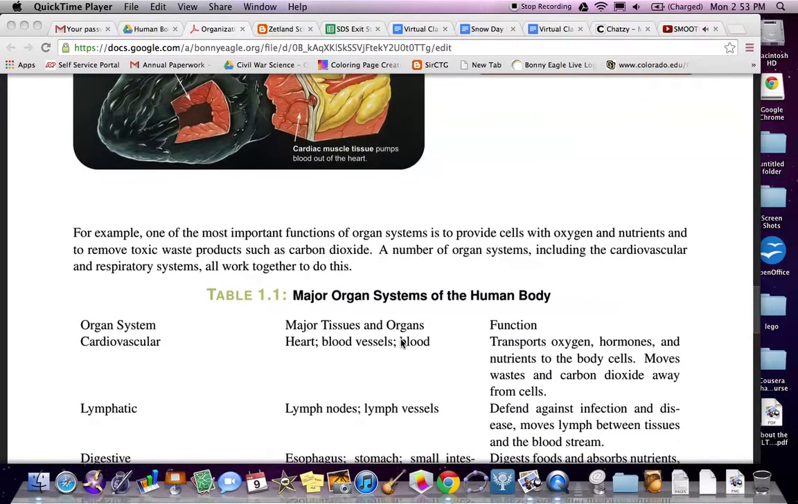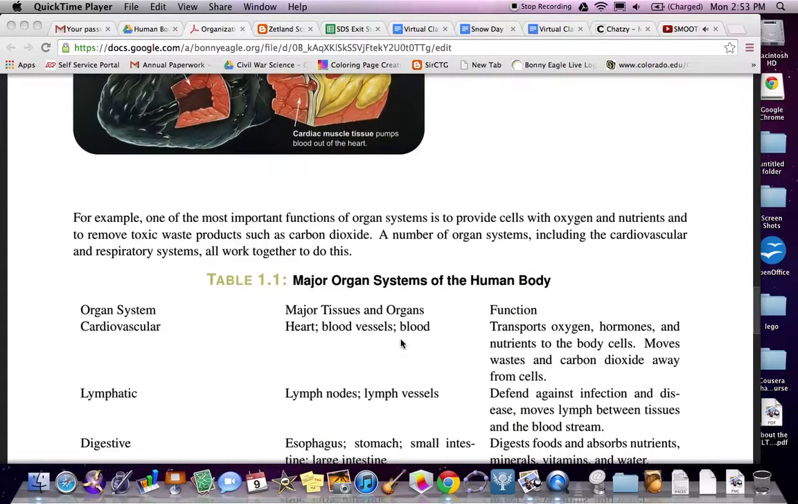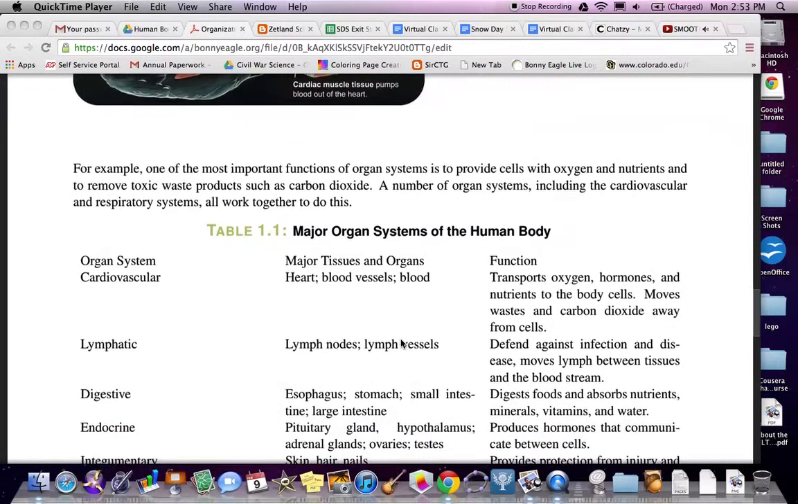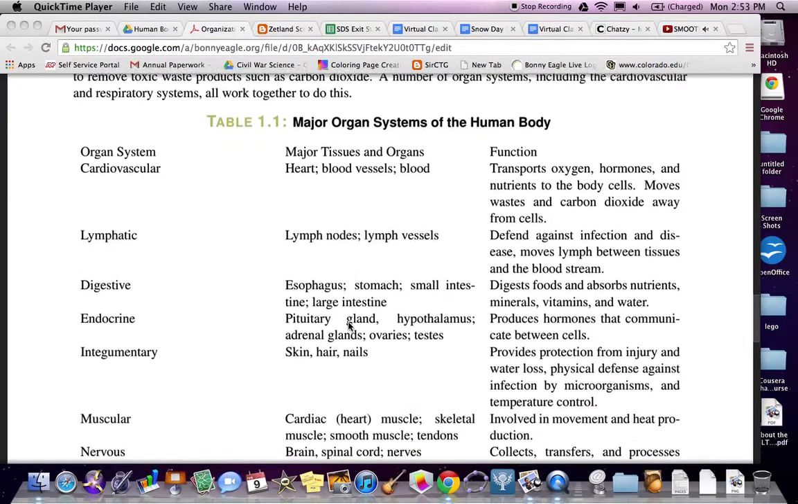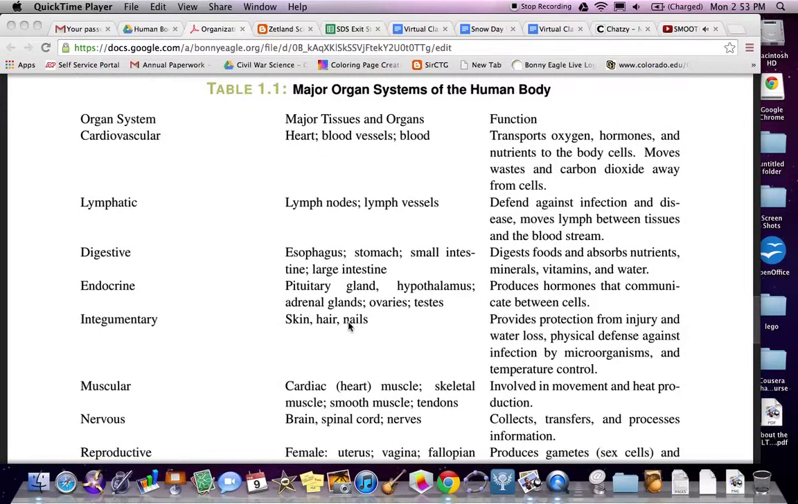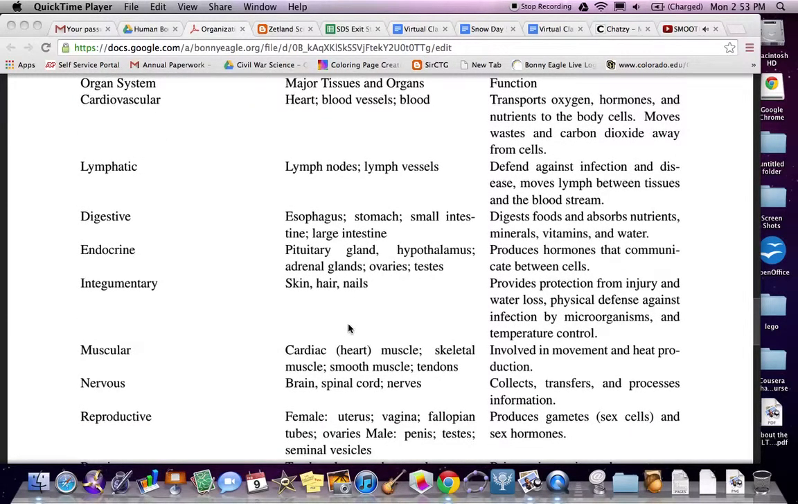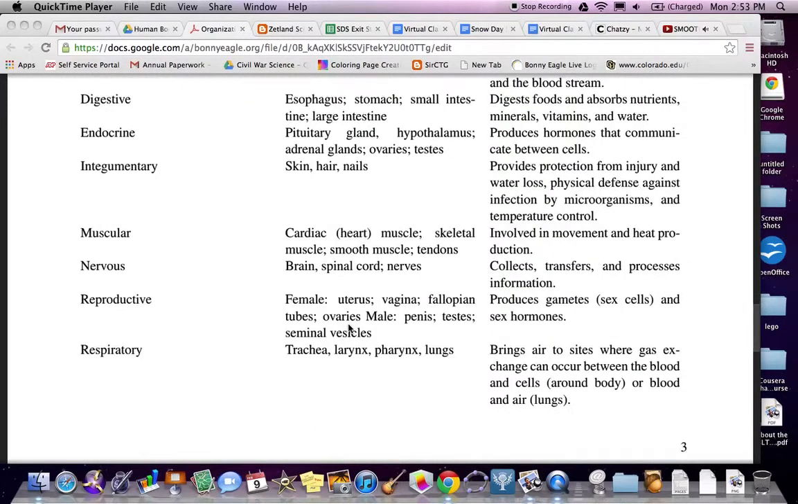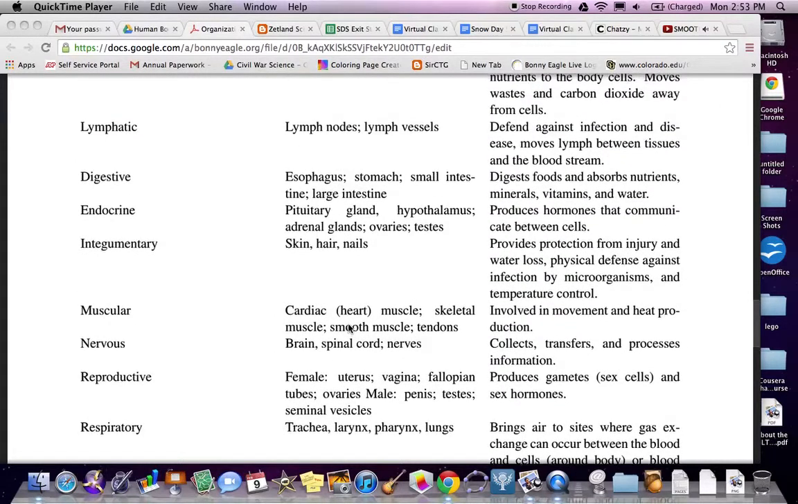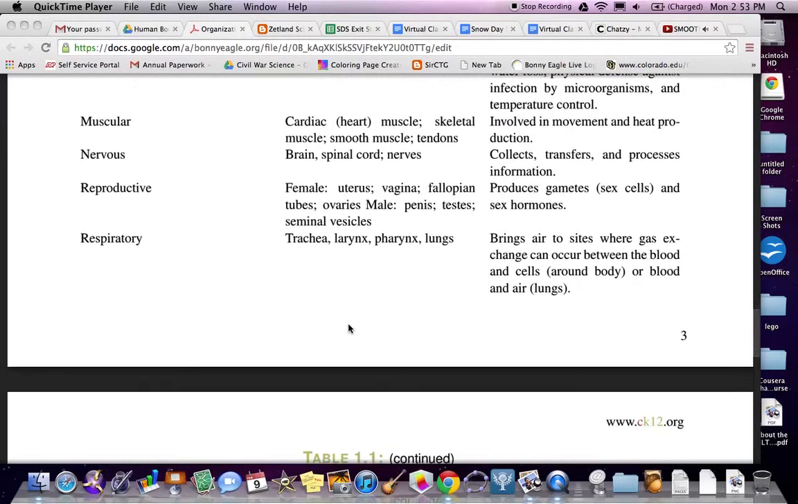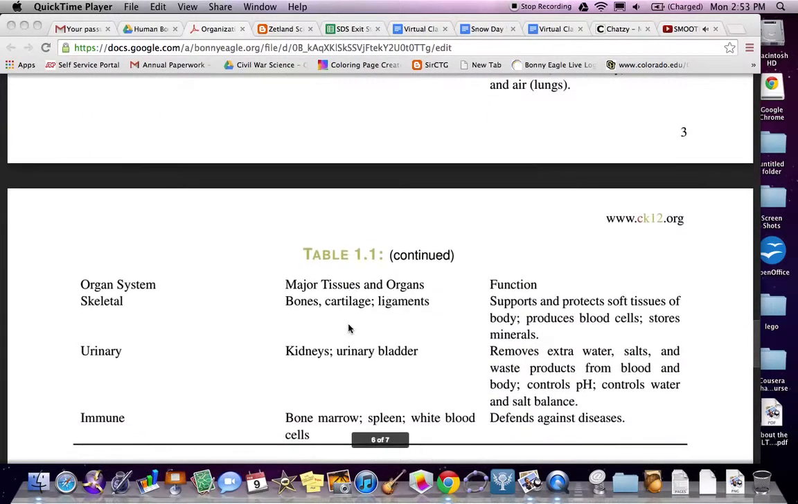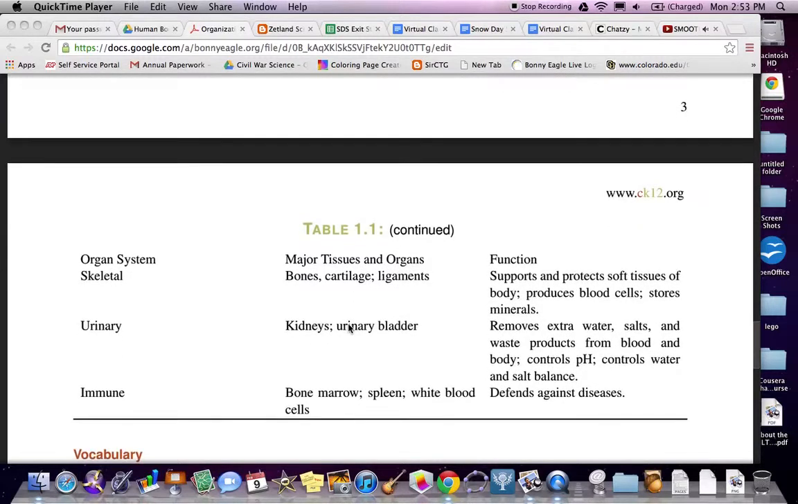Table 1.1, major organ systems of the human body. Here we go. Organ system, cardiovascular. Major tissues, and the function of it. So let's run down through. We've got cardiovascular, lymphatic, digestive, endocrine, and integumentary, one of my favorites. Muscular, nervous, reproductive, and respiratory. There's your 12 big systems. Organs, skeletal system, urinary, and immune.